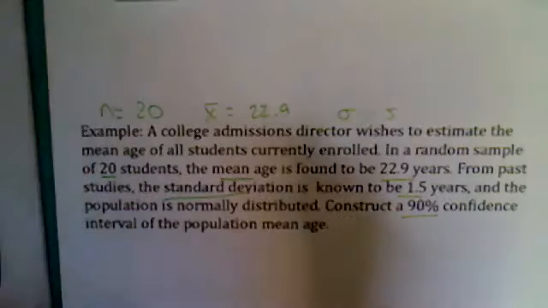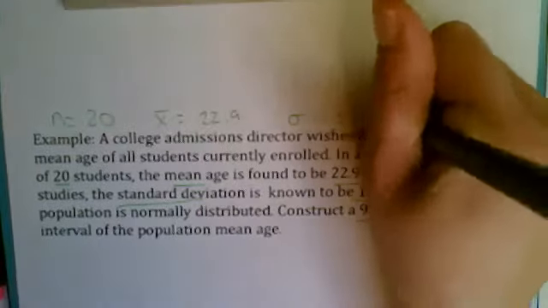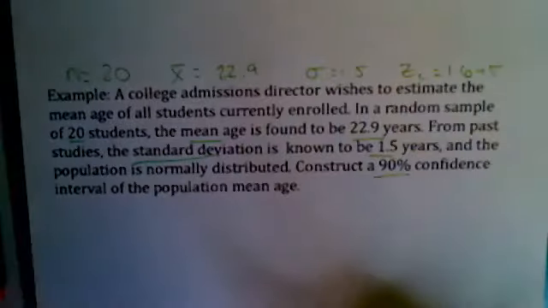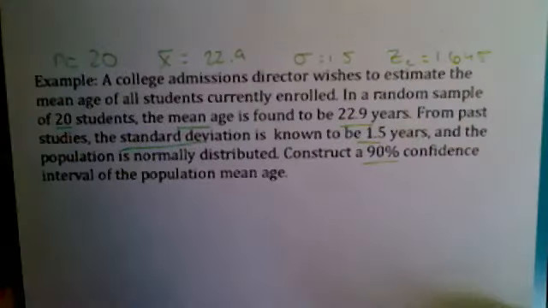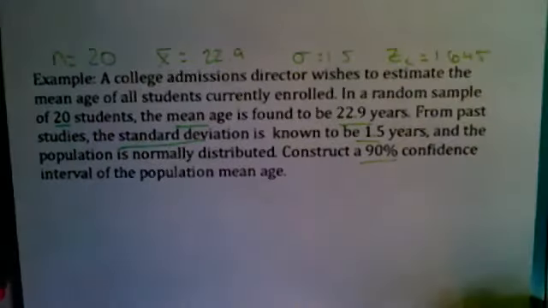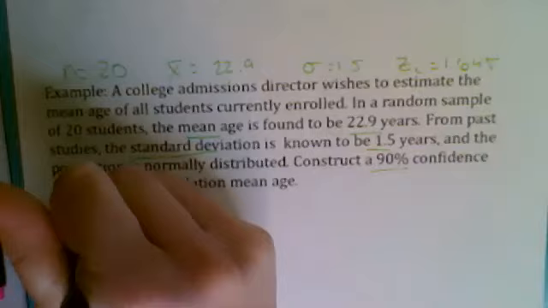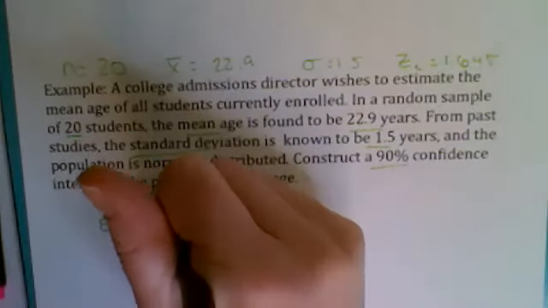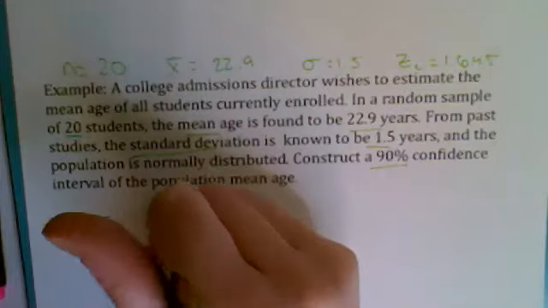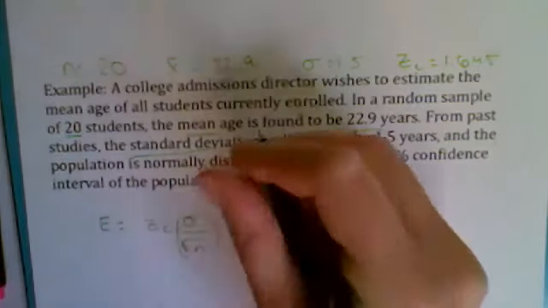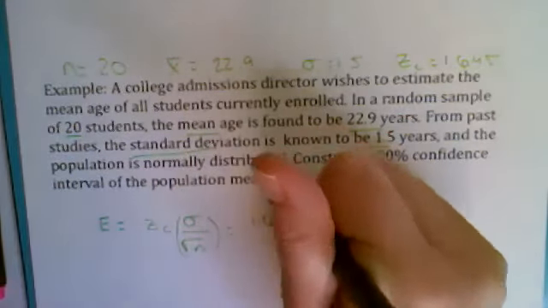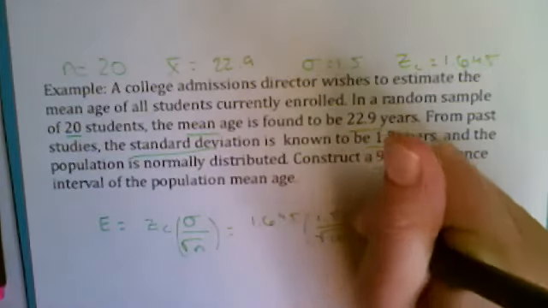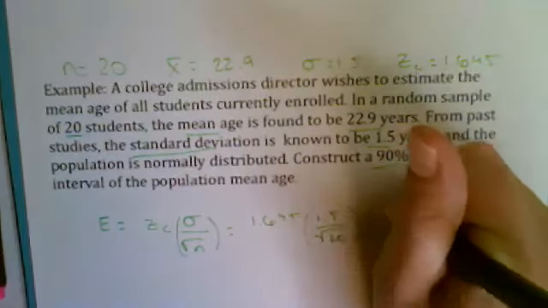Okay, so since we're doing 90% confidence, that is telling me that my Z value is going to be 1.645. So the first thing I'm going to do is find my error. Remember, that formula is Z value times sigma divided by the square root of N. So 1.645 times 1.5 divided by the square root of 20. I'm going to get about 0.55.